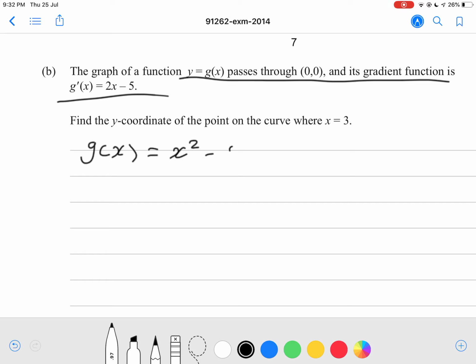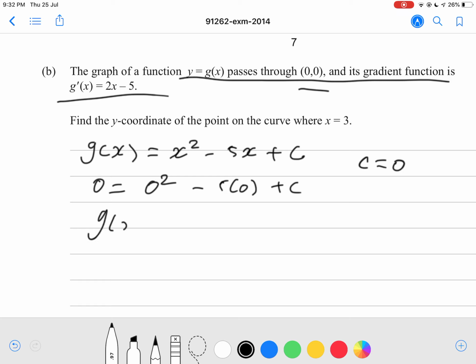So that will simply become x squared minus 5x plus c. It passes through (0, 0), so therefore when x is 0, y is 0. Therefore our c value is also 0. So g of x equals x squared minus 5x plus c. Find the y coordinate of the point where x equals 3.